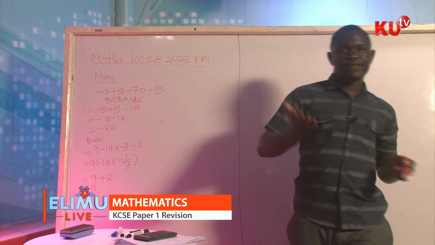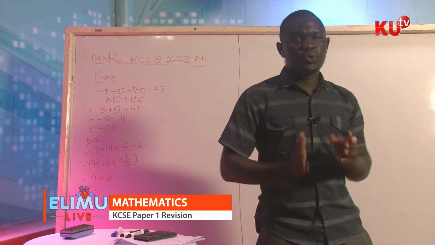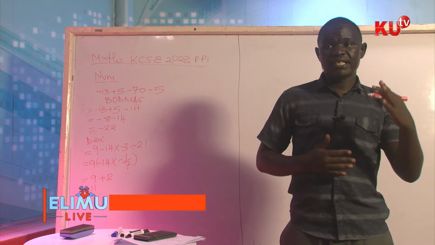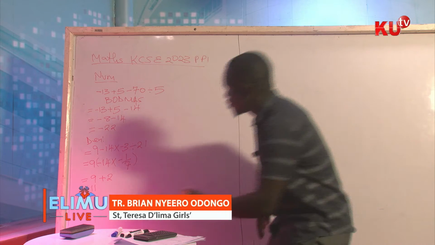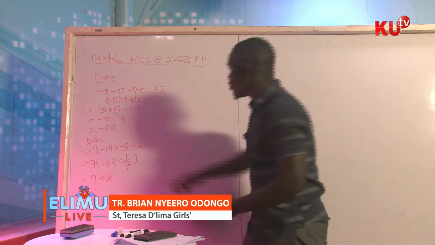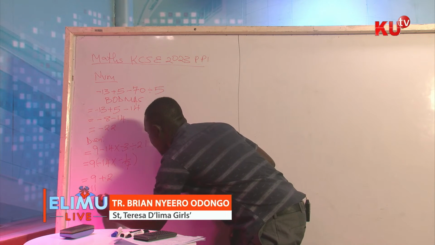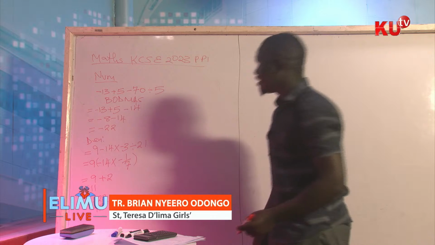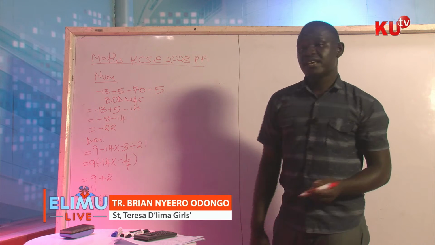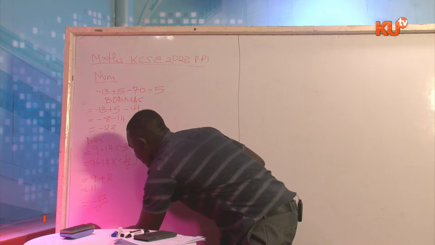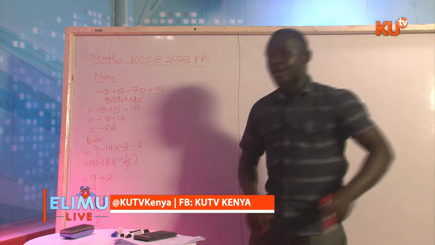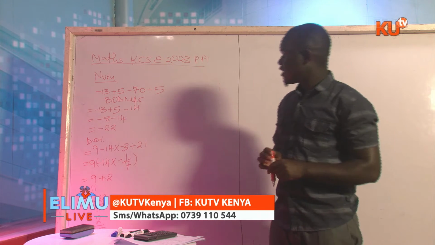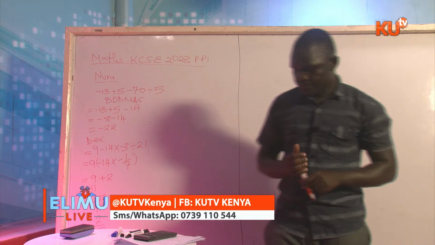Now, you've gotten the answer for the numerator, dear student. You've also gotten the answer for the denominator. Now, you rewrite it as numerator over denominator. Our numerator is negative 22 over our denominator, which is 11. So negative 22 divided by 11 becomes negative 2. This evaluates to negative 2, and that becomes your answer for question number 1. That is how you work it out, dear students.